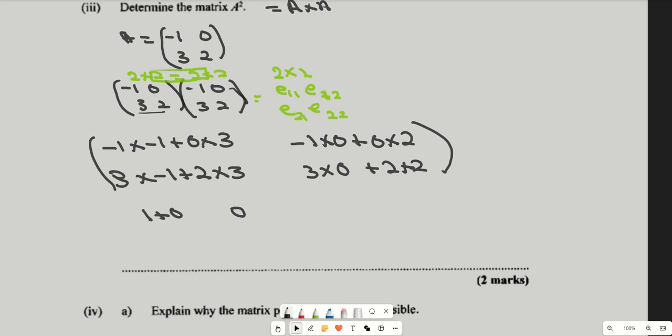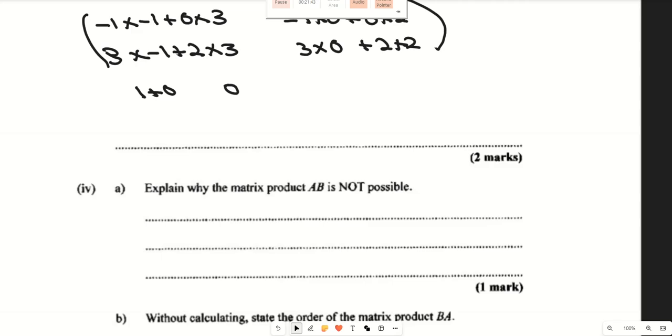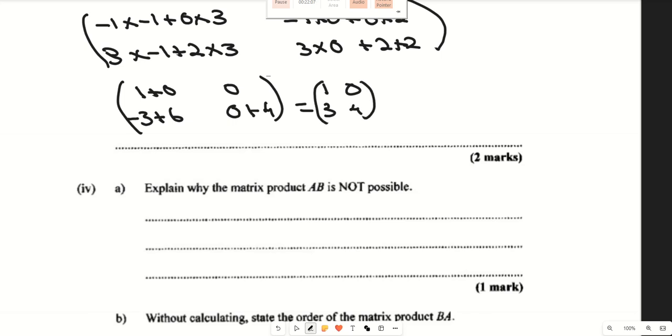Right, and then 3 by minus 1 is minus 3, plus 2 threes are 6. Then 3 by 0 is 0, 2 by 2 is 4. So this would equal 1 plus 0 is 1, then 0. Minus 3 plus 6 is 3, and 0 plus 4 is 4. So A squared would be equal to 1, 0, 3, 4, and that is the answer for this question.